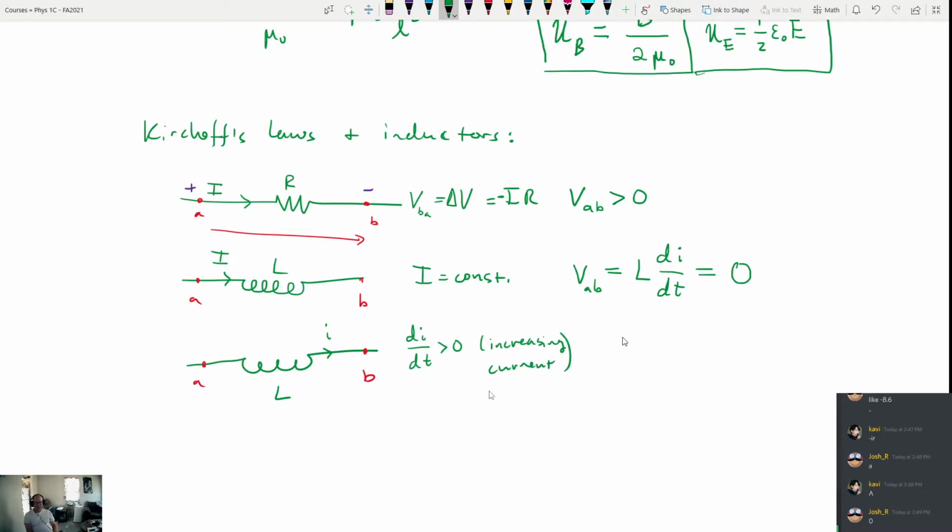Okay, now what does this mean? Well, now we should be able to say that the potential of point A relative to point B should be equal to L dI/dt. But if the current is increasing, right? If the current is increasing, then what should this quantity be? Should it be positive or should it be negative? Okay. So that implies that this is the high potential point and this is the low potential point, right?